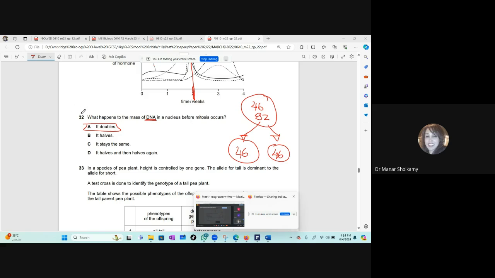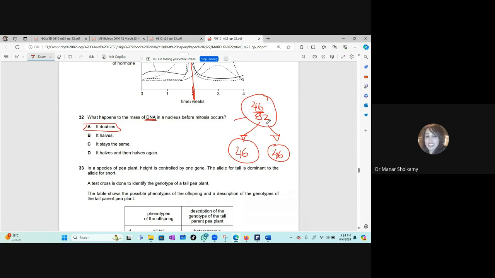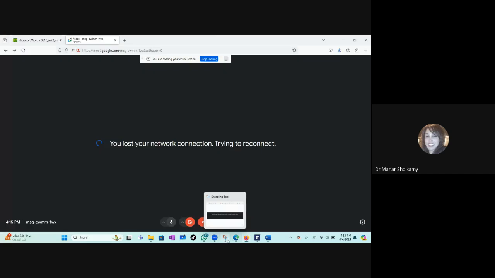Now you understand why for number 32 the answer is A: before mitosis, DNA will duplicate. We start with a diploid cell with 46 chromosomes. They will make a copy of themselves, and then we will have 92 chromosomes. This happens so that when the cell splits, the new cells each have 46 chromosomes. Are you with me? Yes. So the mass of the DNA will double before mitosis, so that when the cell divides, one copy will go to one cell and another copy will go to another cell.